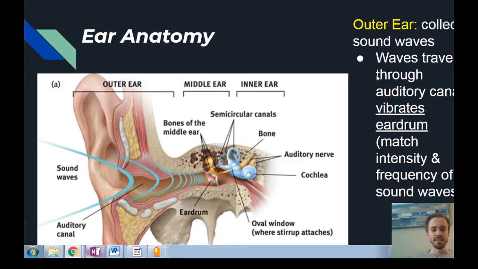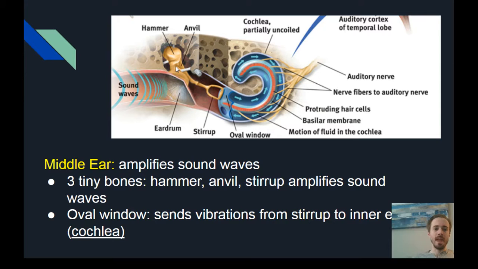So after it hits the eardrum, it's going to be connected to the hammer, anvil, and stirrup, or the middle ear. These are the different bones in the middle ear that are going to vibrate based on the eardrum. So the eardrum catches the sounds and starts vibrating. Okay, it's going to send it into these bones on the inside. So these are physical bones. They're very small, very fragile, and what they do is they're going to amplify. They're going to make it even louder.